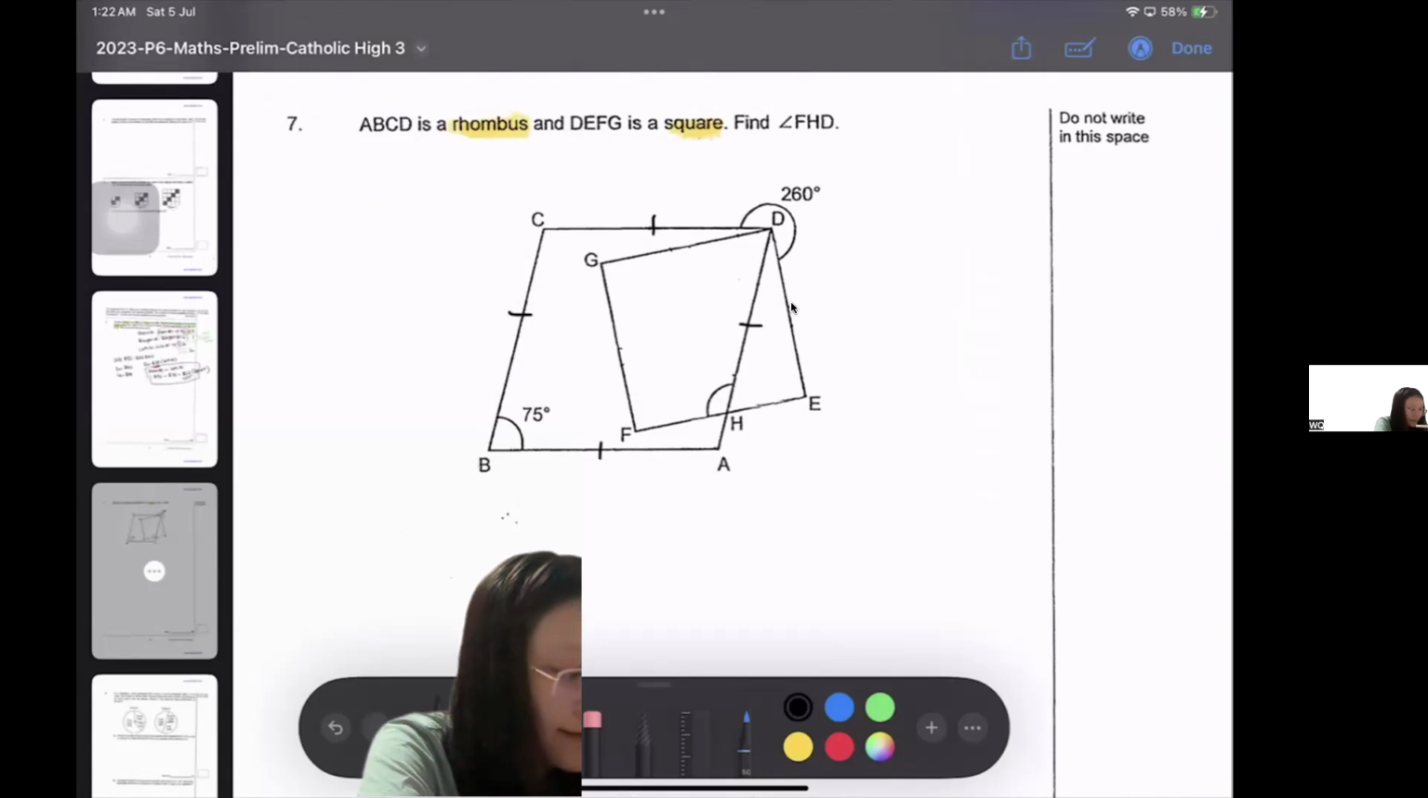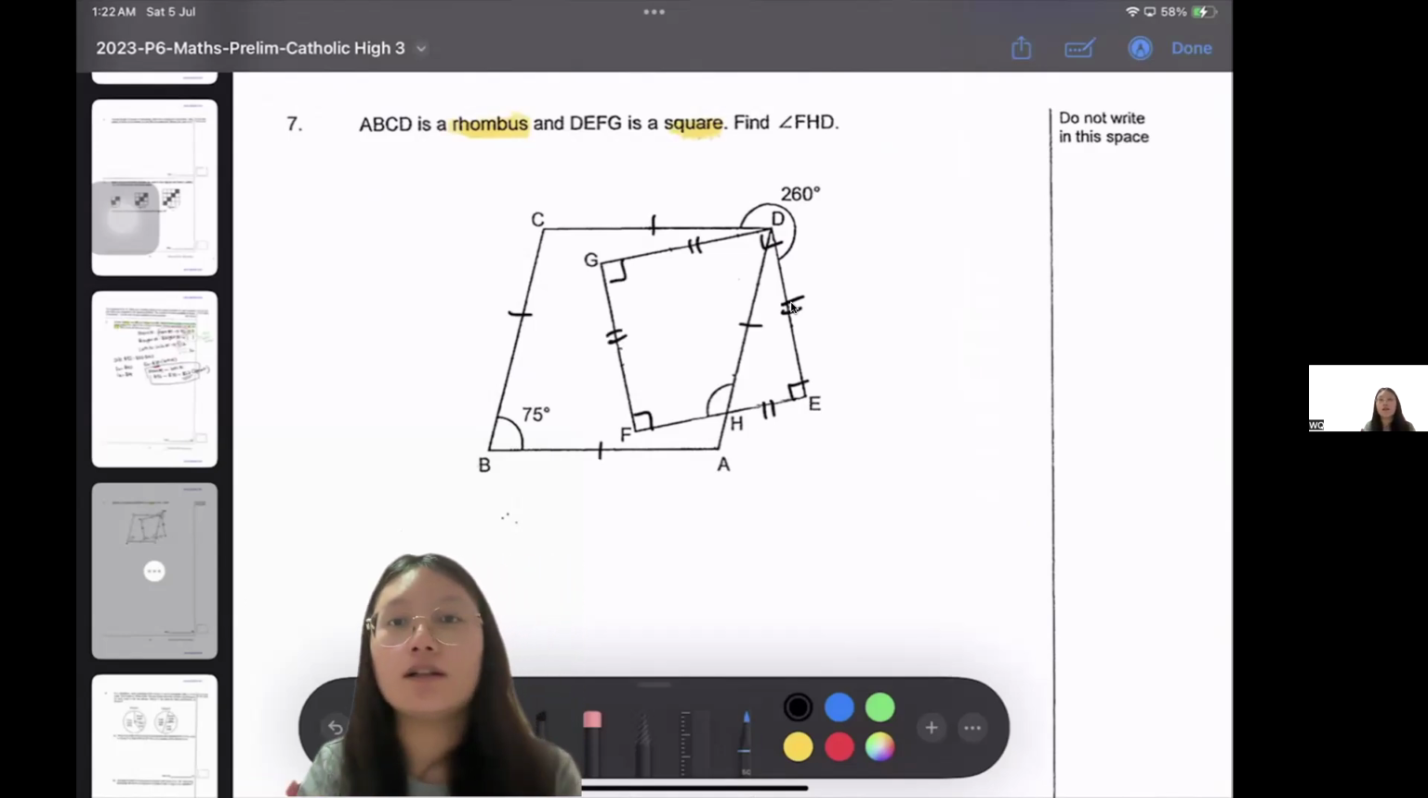Okay, how about square? Square, what properties do you have? All sides are equal and all angles are 90 degrees, okay? Square, all sides are equal, you must put 2 lines now because they're different shape, okay? And all angles are 90 degrees.